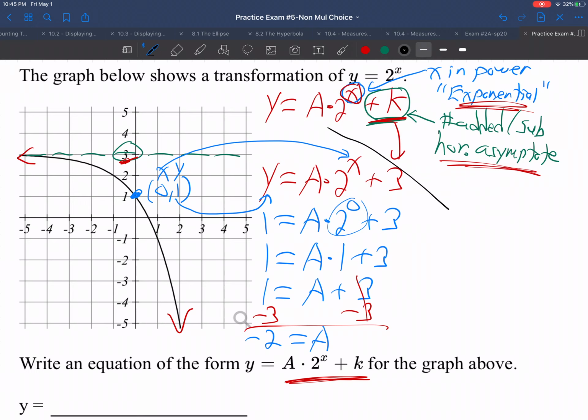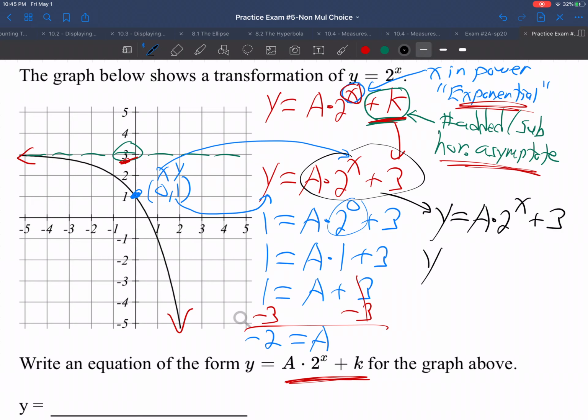We've got the equation. What's the equation? Let me just grab this and bring it over here. So we have y is a times 2 to the x plus 3. We now know a is minus 2, so y equals minus 2 times 2 to the x plus 3. So there we go. Type that in, and that is your equation.